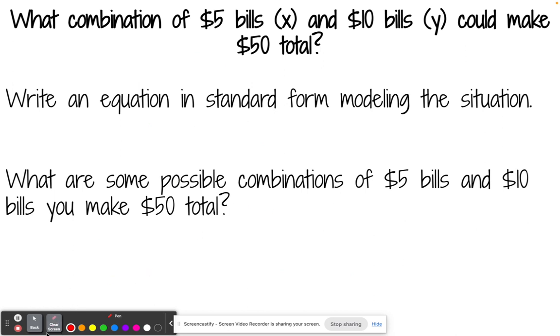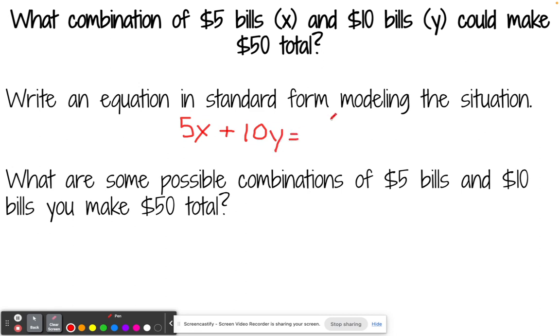I have a different example here. What combination of $5 and $10 bills could make $50 total? So let's think about this. If I have $5 bills, that would be 5x. So if I have 1, I have $5. If I have 2, I have $10. 3, I have $15, etc. Then I have $10 bills. And my total is $50.